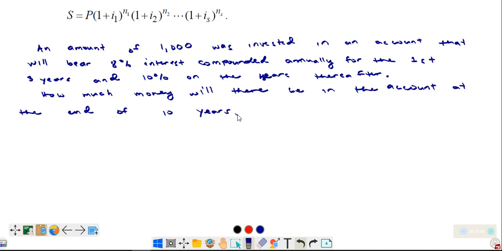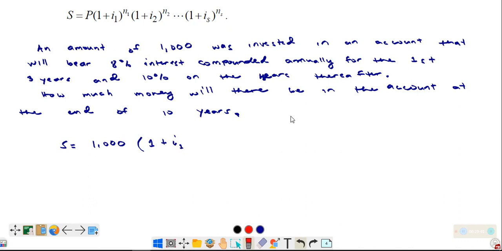Okay, so take note here, meron tayong dalawang terms. For the first 3 years, pag nandun lang yung money mo, it will earn 8% interest compounded annually. Compounded annually pa rin siya dun sa succeeding years, pero 10% na yung magiging interest. So how much money will you have? So initially, you have 1,000, right? And then for the first 3 years, it will earn 1 plus I sub 1. What is I sub 1?